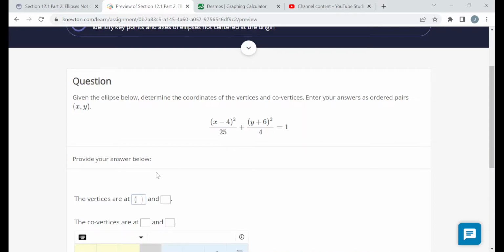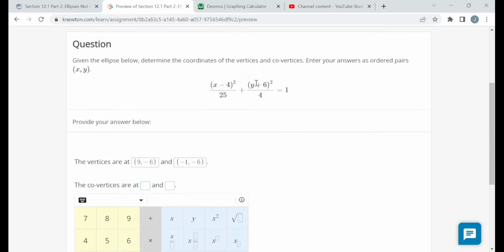Now 4 plus 5 would be 9. So 9 comma negative 6 will be one of the vertices. And then 4 minus 5 is negative 1. So negative 1 comma negative 6 will be the other vertex. Then for the co-vertices, I go from the center, I'm going to go up and down.